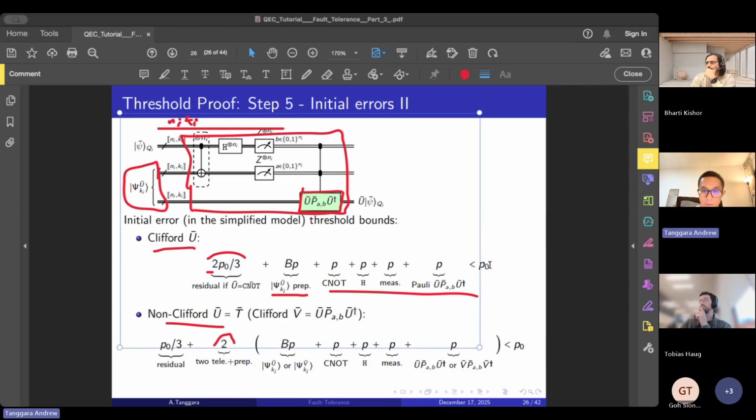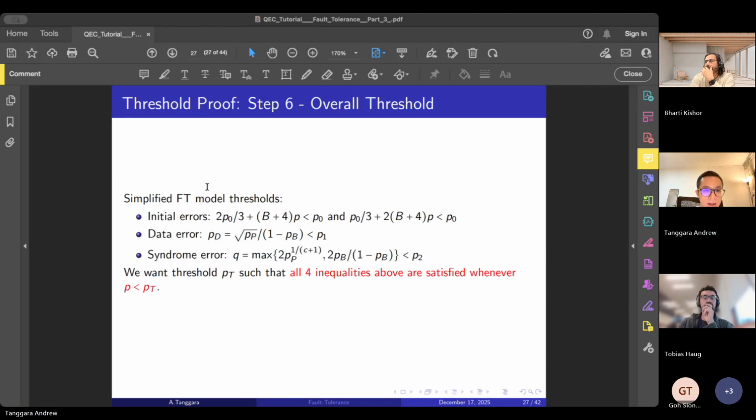And okay, we want all of these to be below some threshold P0 for the initial error rate. Right, okay, so these are what we have so far. We have this bound on the initial error rates. So we have these two because we have this Clifford and non-Clifford bound, and we have the data error bound and the syndrome error bound.